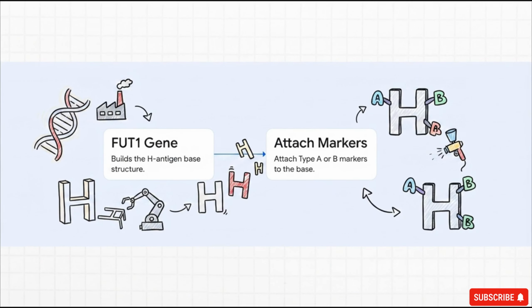Okay, think of human blood typing like an assembly line in a factory. Step 1 has to build the base frame before Step 2 can actually paint it. Specifically, your body first needs this base structure called the H antigen, and that is built by the FUT1 gene. Got it? Only after that base is completely built can your body step in and attach those specific type A or type B blood markers.